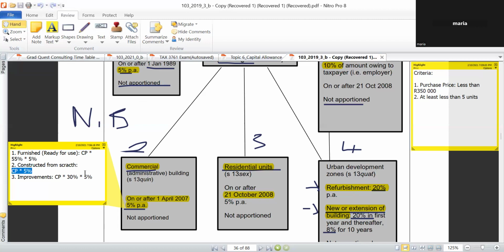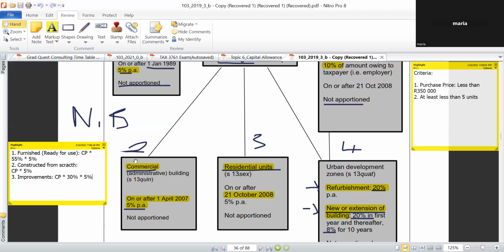I repeat again, if the taxpayer in question is the one that constructed the commercial building from scratch, here's what you do. You take the cost that you have incurred to construct the commercial building, the total, and you multiply it by 5%. Notice you will not have to apply the 55% allocation when you're calculating the capital allowances on those terms.